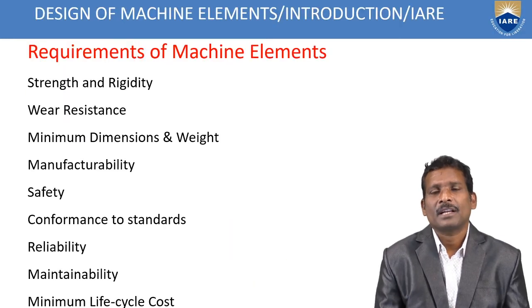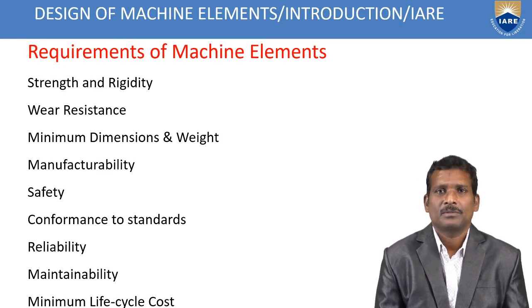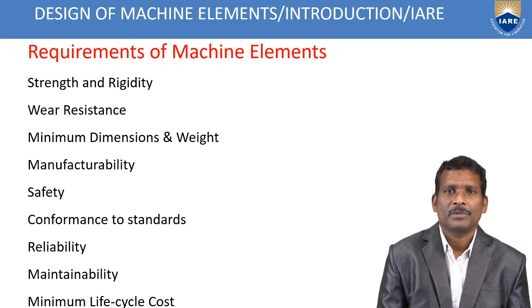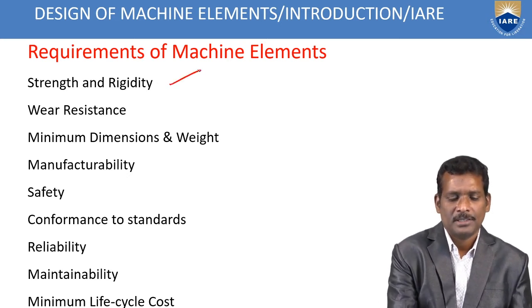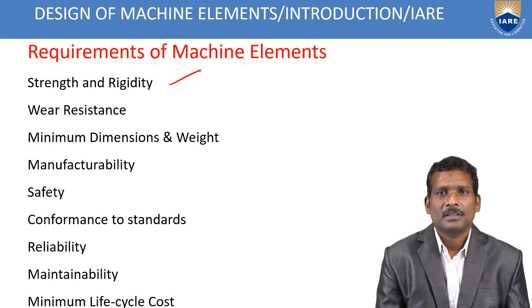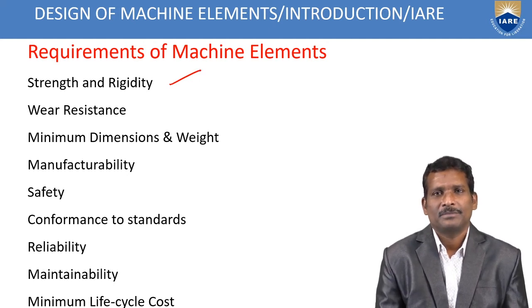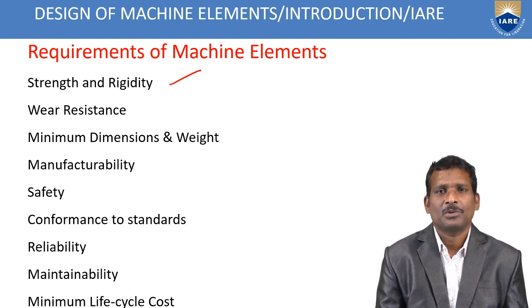Next, what are the requirements of machine elements? Before designing, some requirements are there. So what are they? One is the strength and rigidity. It means that the machine element has to carry the heavy loads without fail. So that comes under strength. So it gives good resistance to the load.